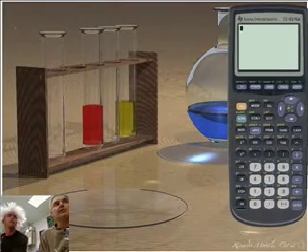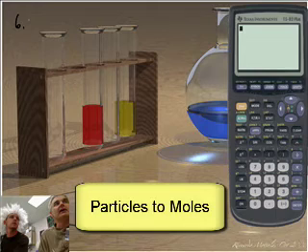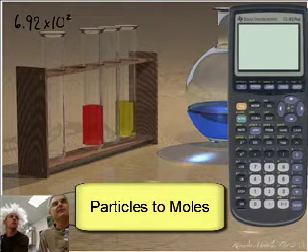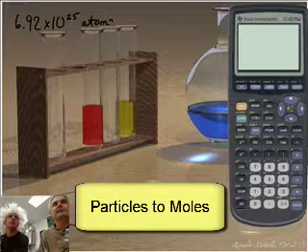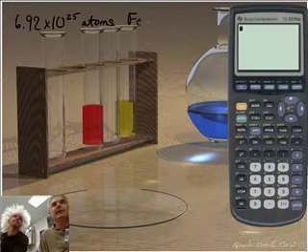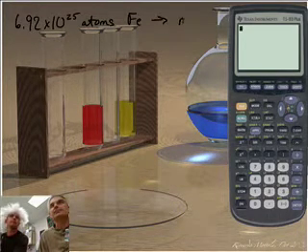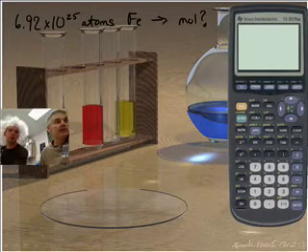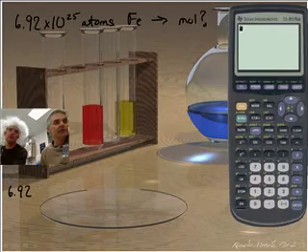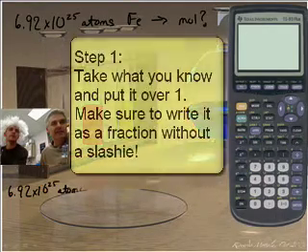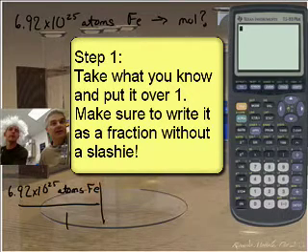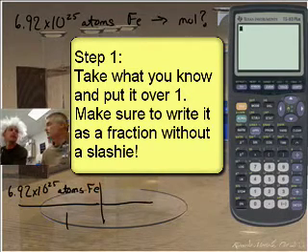So now let's try particles to moles. Let's say you've got 6.92 times 10 to the 25th atoms of iron, and I want to convert that to moles. Well, you're just going to start with what you know, which is 6.92 times 10 to the 25th atoms of iron.